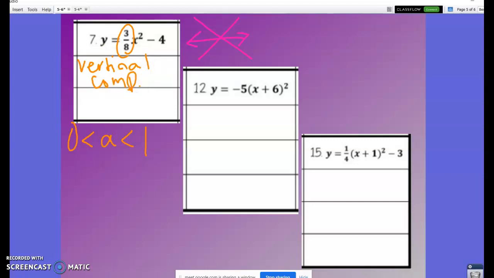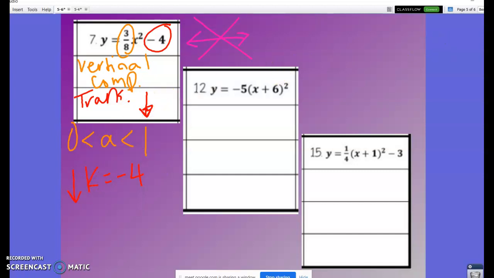Okay, next we're going to look at the minus 4. The minus 4 is outside of a parenthesis, so that's a k value. So k equals minus 4. So that tells us that our graph is going to shift down 4 units. And I believe they called that a translation downwards. Sorry, I can't fit all that in there, so I'm just going to draw an arrow.